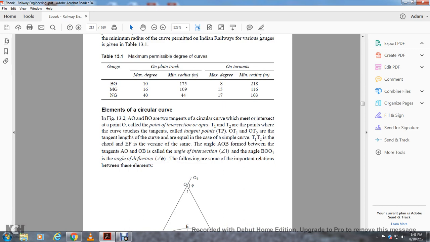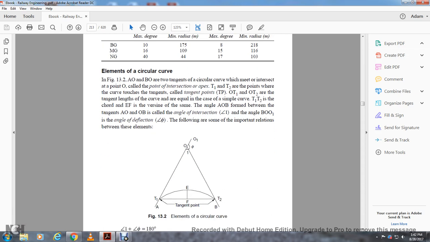Alright, elements of the circular curve. In figure 13.2a, AO and BO are the tangents of the circular curve, which intersect at the point O, called the point of intersection or apex. T1 and T2 are the points where the curve touches the tangents, called the tangent points. OT1 and OT2 are the tangent lengths of the curve, equal in the case of a simple curve. T1T2 is the chord, and EF is the versine. The angle AOB formed between the tangents is called the angle of intersection, and the angle BOC is the angle of deflection. Some important relationships between these elements follow.